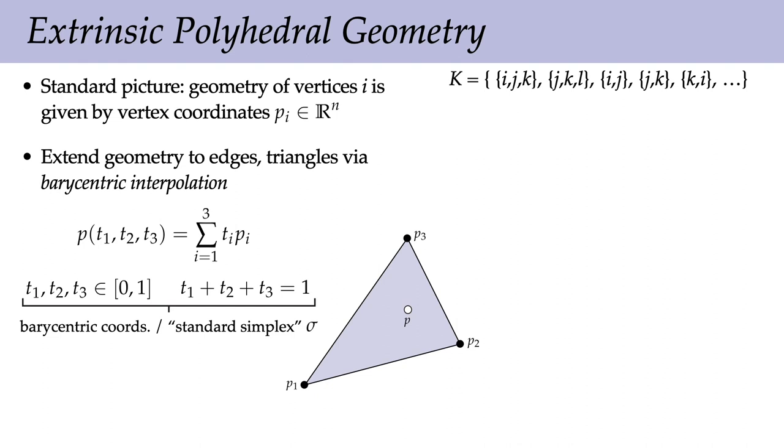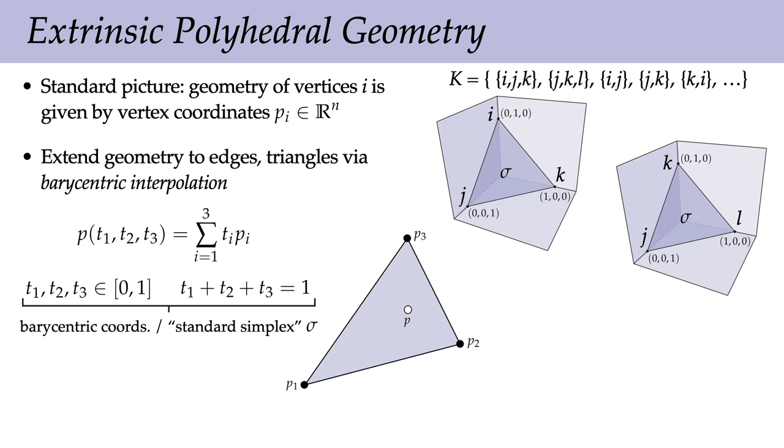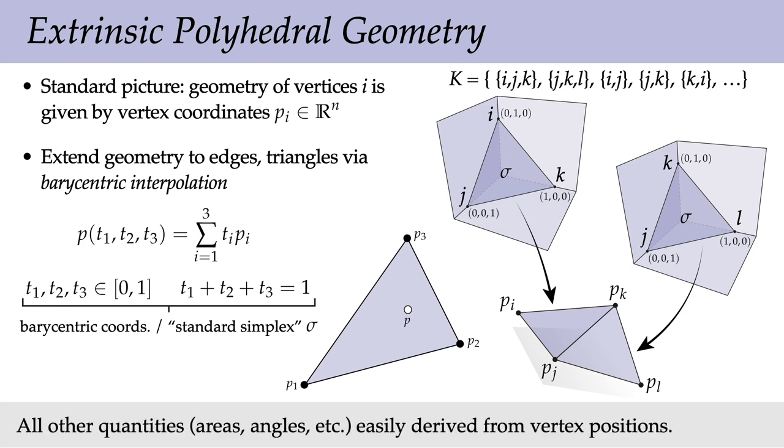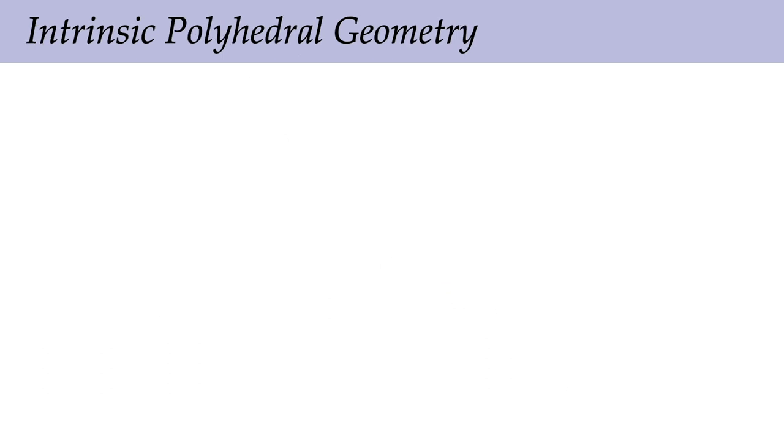Okay, so a good geometric picture of what's going on with an ordinary mesh is, okay, I start with my purely topological data structure giving me the connectivity. To each triangle, IJK and JKL, I associate a copy of this standard simplex, okay? And then that standard simplex gets mapped into space by pulling the vertices to the vertex positions. All other quantities that I want to compute, I can easily derive from the vertex positions, right? If I want to compute an area of a triangle, maybe I take a cross product and so forth. Okay, we're going to do something different in the intrinsic case.